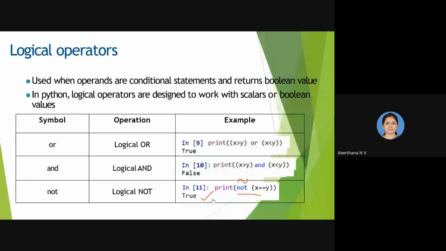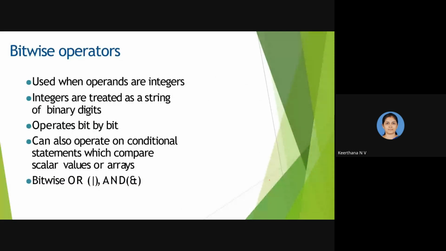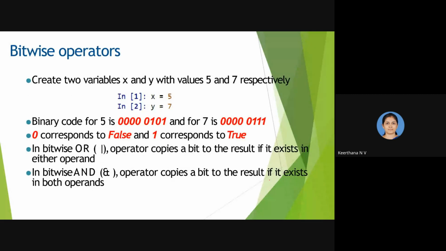So next thing we are going to see the bitwise operators in Python. Bitwise operators are used when the numbers are converted into binary digits and then calculated. There are bitwise OR, bitwise AND and bitwise NOT. Bitwise NOT converts by reversing the zeros and ones.